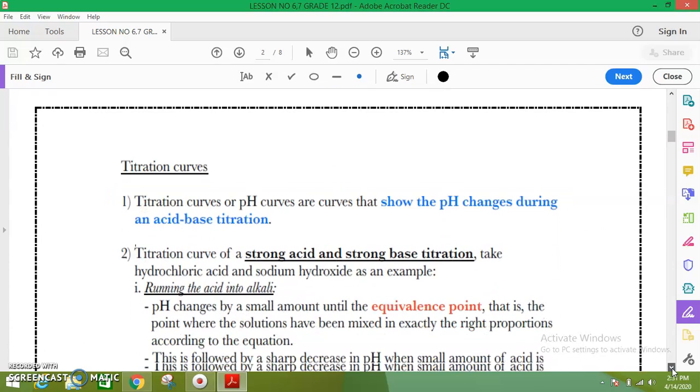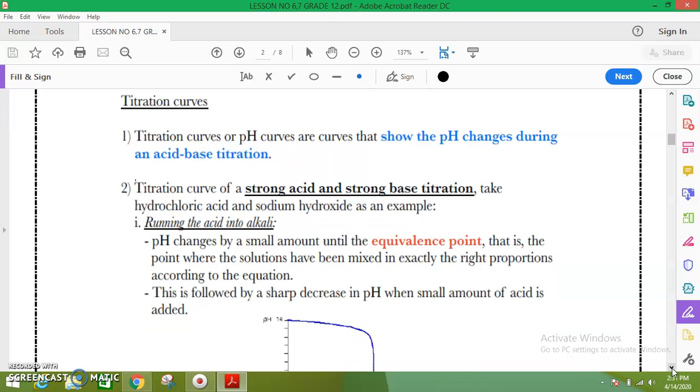Now we are going to study individual titration curves, or you can also call them pH curves. The first type is strong acid and strong base titration. Both are strong. Strong acid, hydrochloric acid, and strong base, sodium hydroxide, is an example.